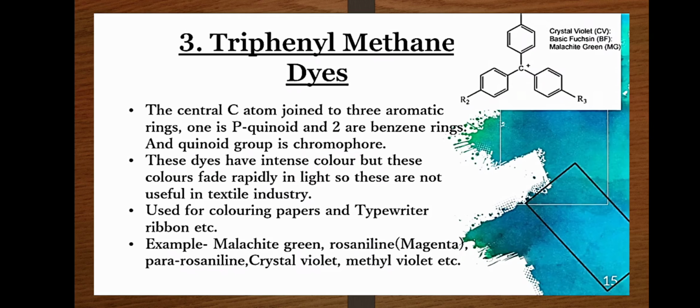Triphenylmethane dyes. The central carbon atom joins three aromatic rings, one paraquinoid and two benzene rings, and the quinoid group is the chromophore. These dyes have intense color but the color fades rapidly in light, so these are not useful in the textile industry. Used for coloring papers and typewriter ribbons, etc. Examples are malachite green, crystal violet, methylene violet, etc.